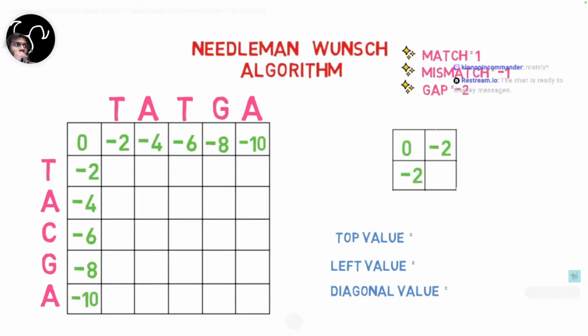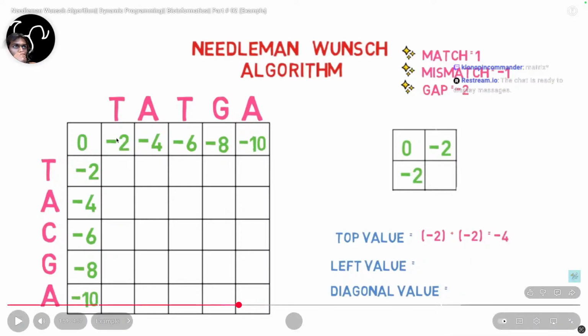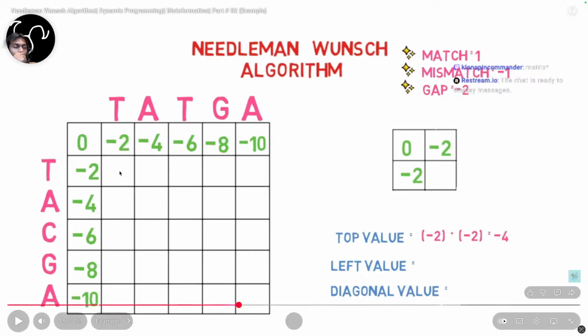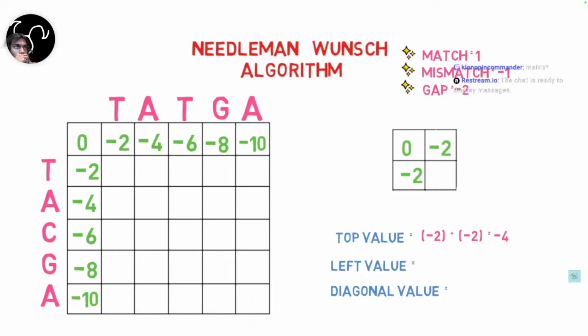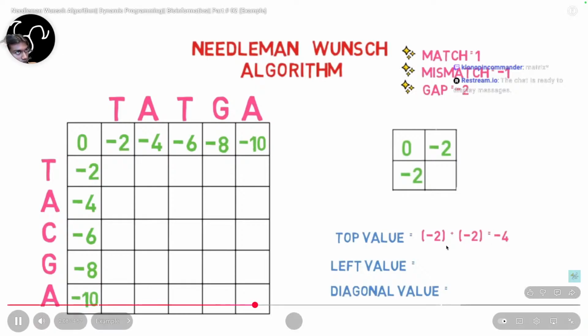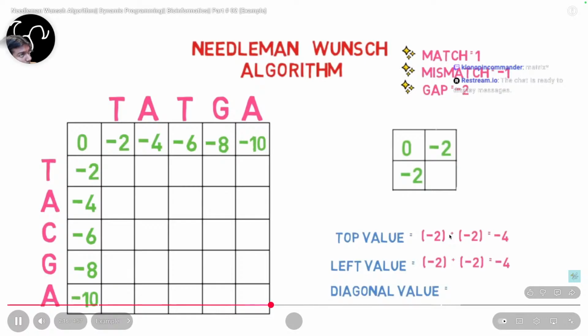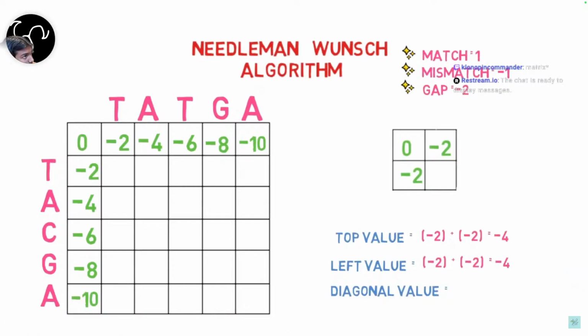So, to find the value of box number 1, we start with the top side, which is -2, and we add a gap penalty of -2 for every top movement, so the answer is -4. Then we take the value from the left, which is also -2, and add a gap penalty to get -4. Finally, we take the value from the diagonal box, which is 0.